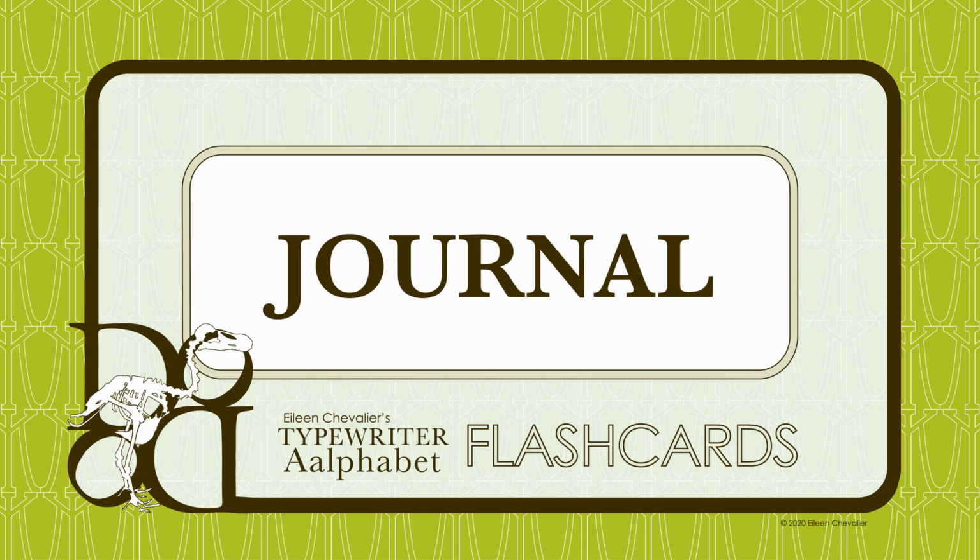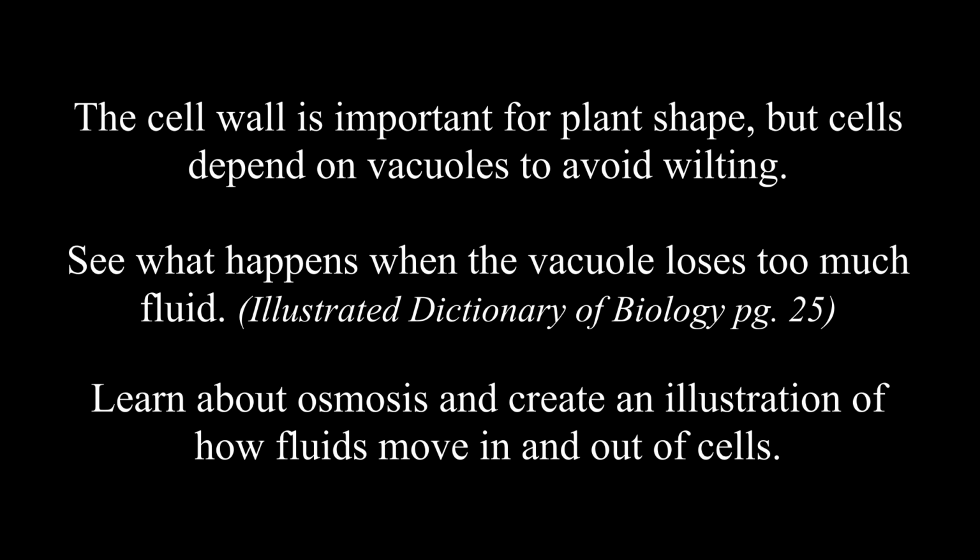All right, in your journal, a couple things. The cell wall is important for plant shape. This is super fascinating. But cells depend on vacuoles to avoid wilting. See what happens when the vacuole loses too much fluid. So for this, we're going to look at the illustrated dictionary, learn about osmosis, and create an illustration of how fluids move in and out of cells.